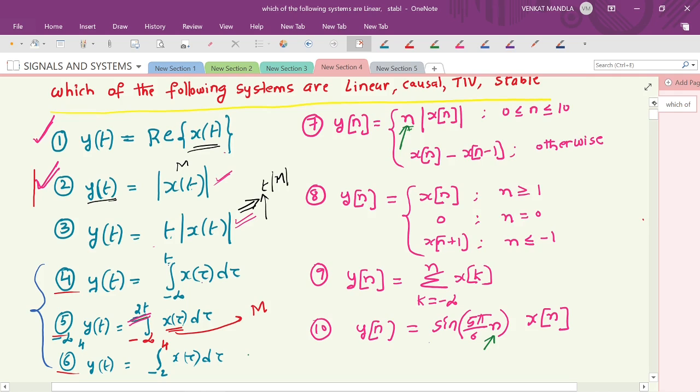Next, here yn equal to n xn. Here n into mod xn is finite, that is some m, n into m. Here the additional constraint is there, the limits are from 0 to 10, 0 less than or equal to n less than or equal to 10. You put the maximum value here, n equal to 10. So 10 into m, you will get 10m, that is also finite. Otherwise I will solve this.